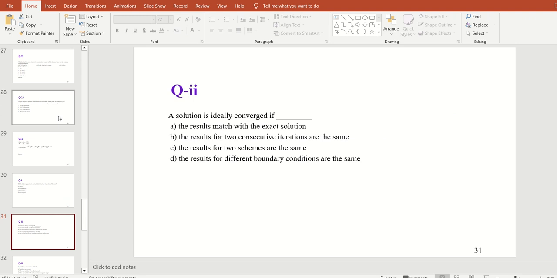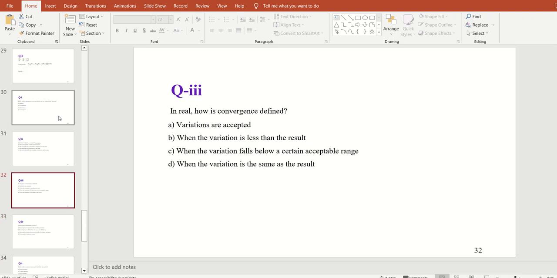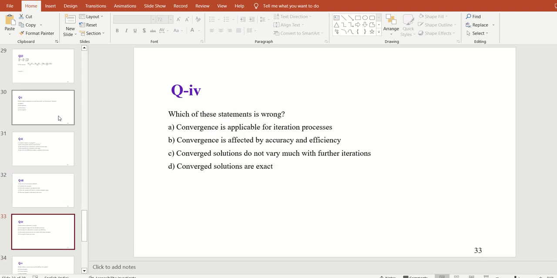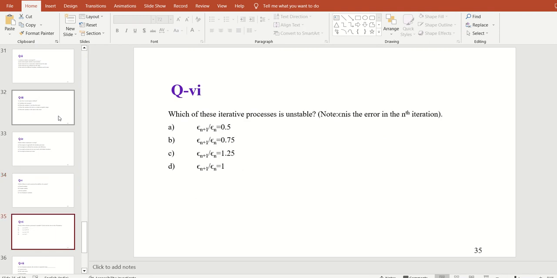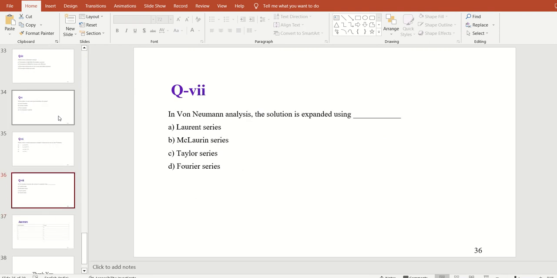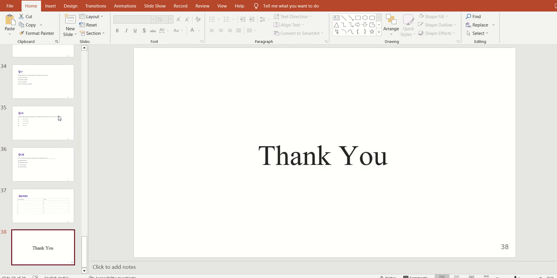We saw a few problems regarding conceptual understanding, like the Lax equivalence theorem and convergence mostly. Questions like which of the following statements is wrong, on convergence, von Neumann stability analysis, stability, instability, and so on. These were the answers to that, and I thank every one of you for attending this session. If there are no doubts or queries, the session is over, so you can leave.